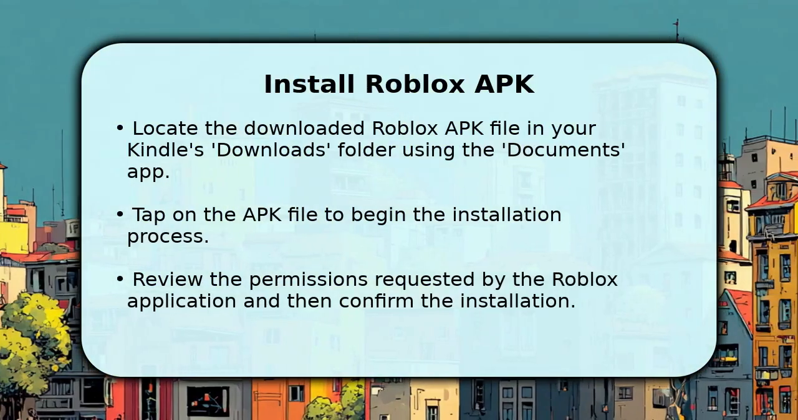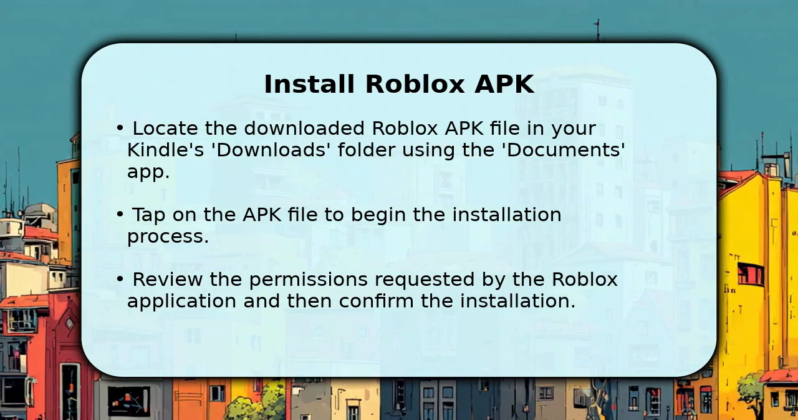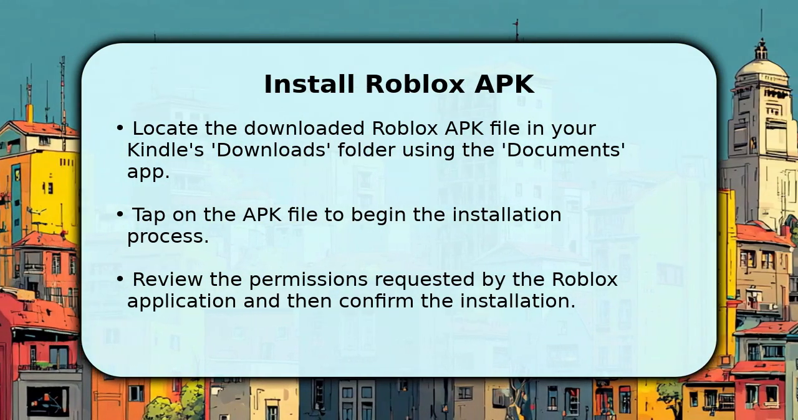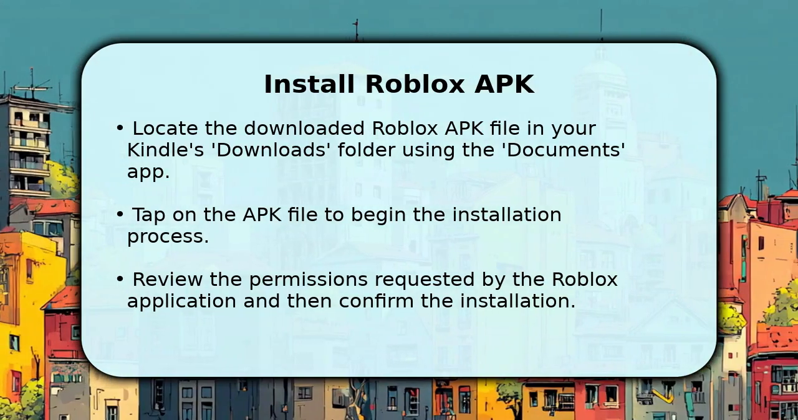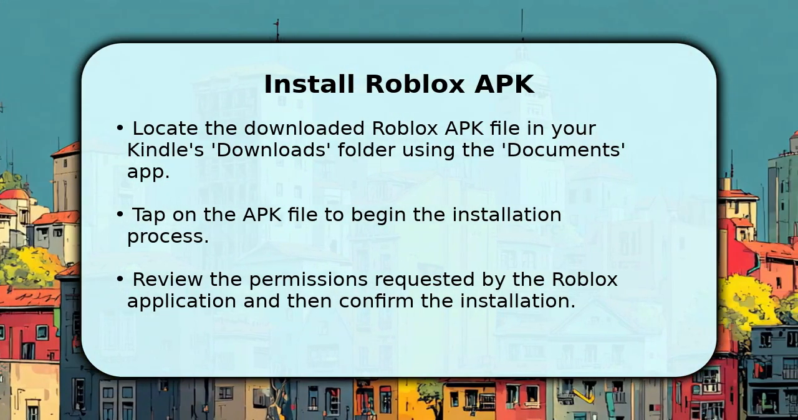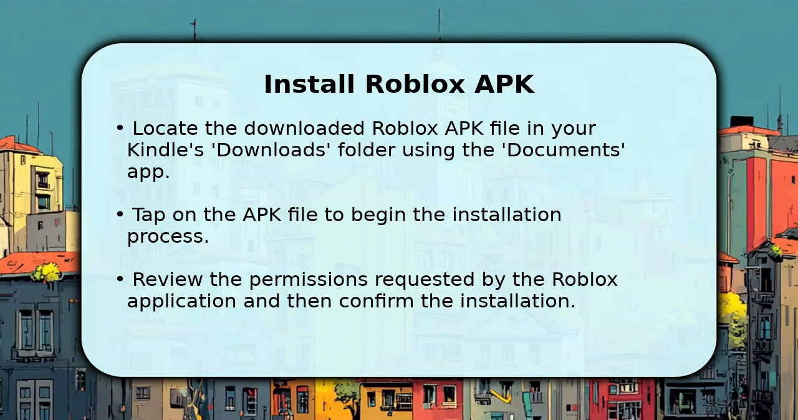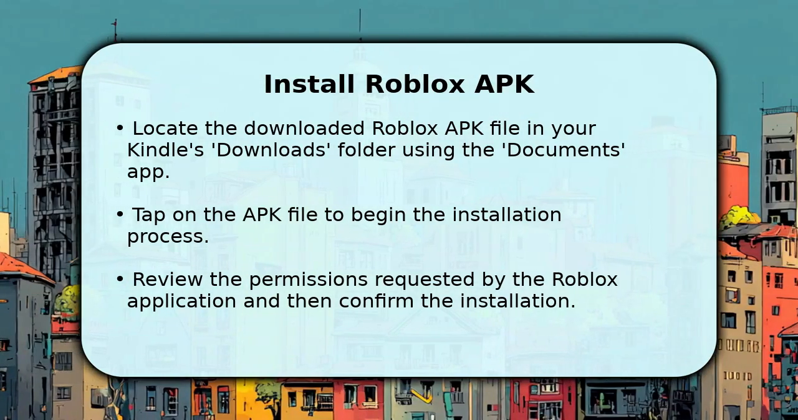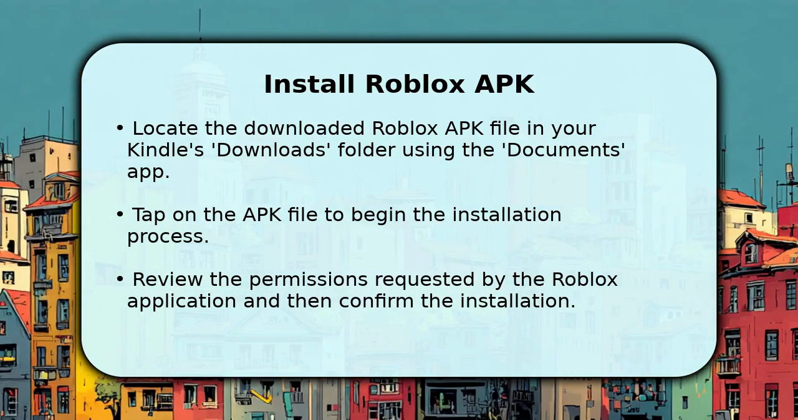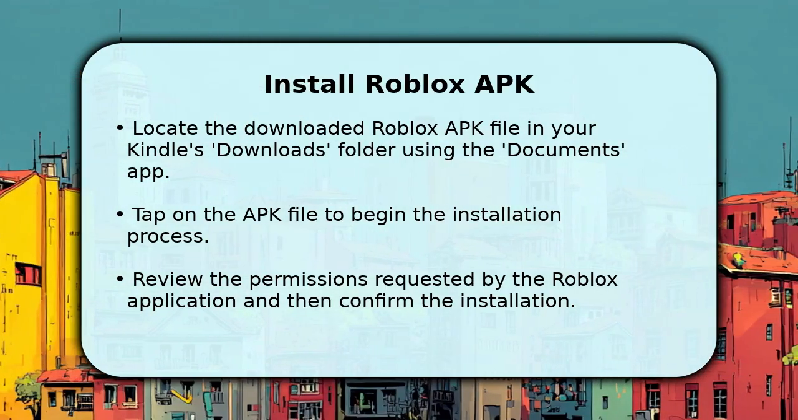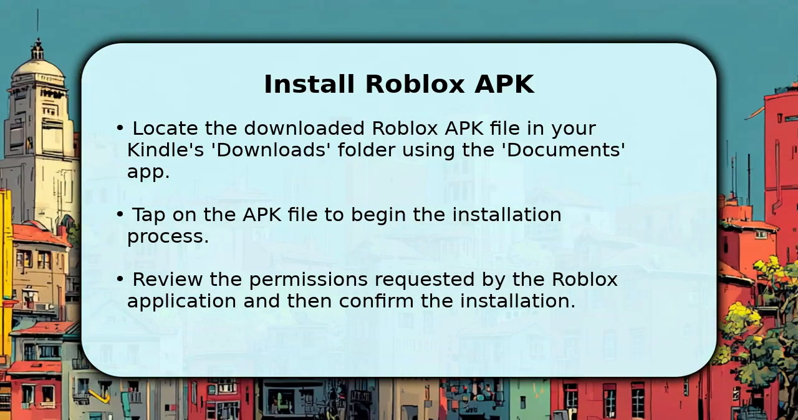After the download is complete, open your Kindle's Documents application and navigate to the Downloads folder. You will find the Roblox APK file there. Tap on this file to initiate the installation process. The system will prompt you to review the necessary permissions. Accept these to continue. The installation may take a short while, perhaps 20 to 30 seconds, so be patient while your Kindle sets up the application.